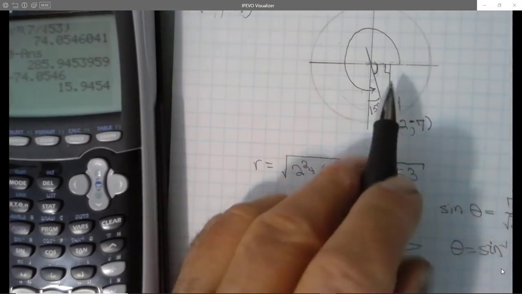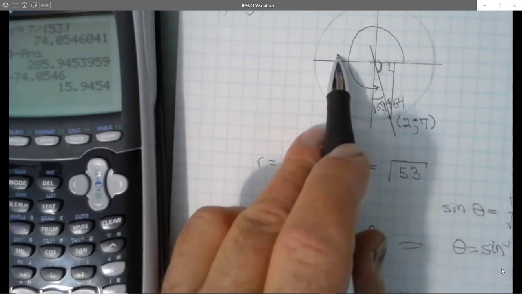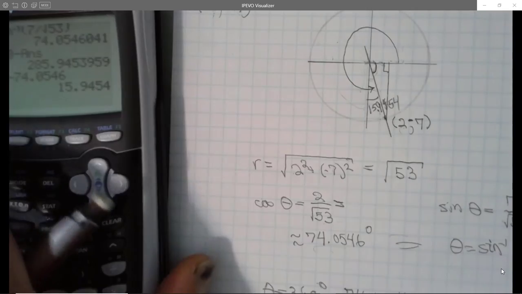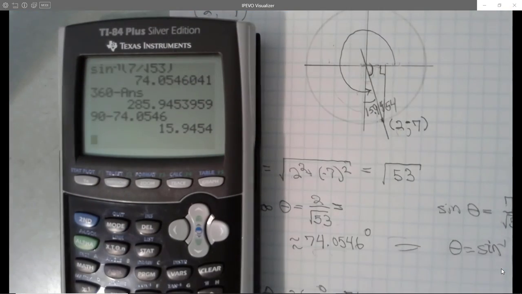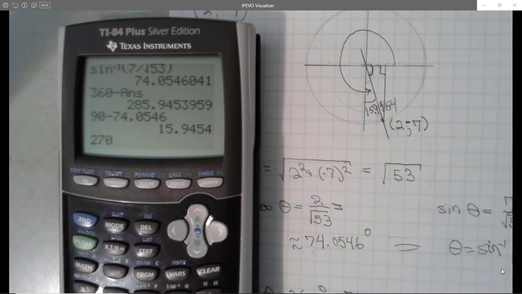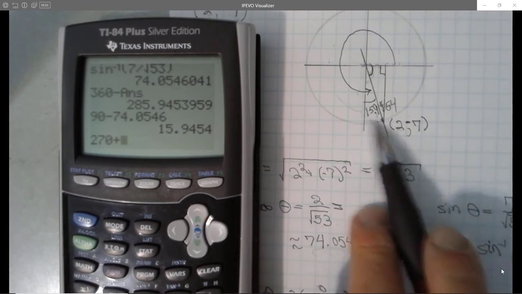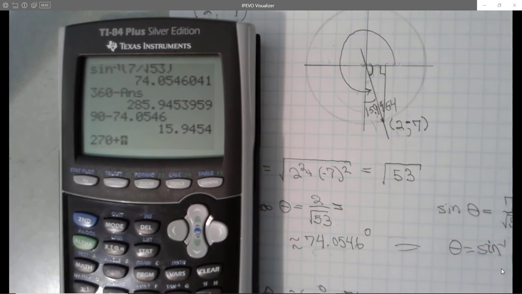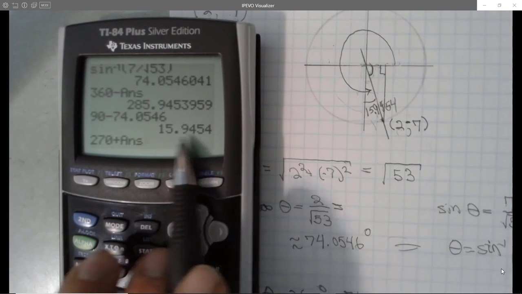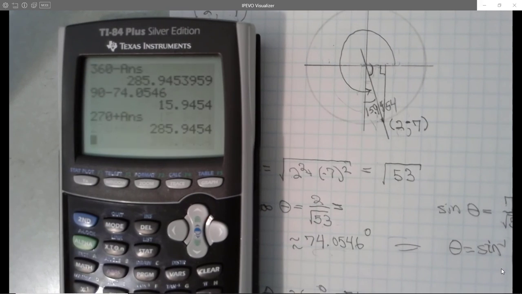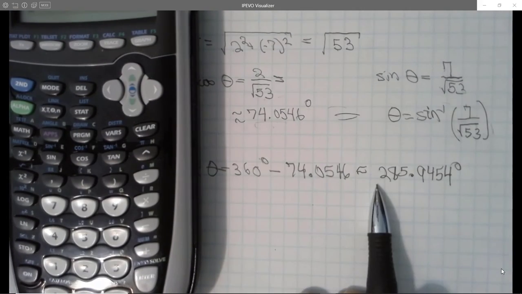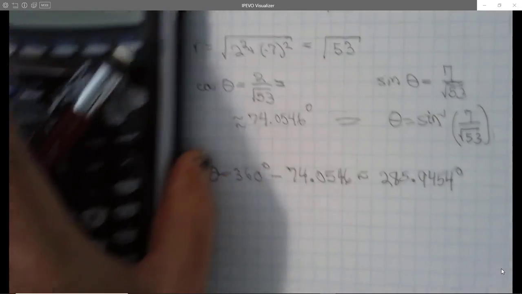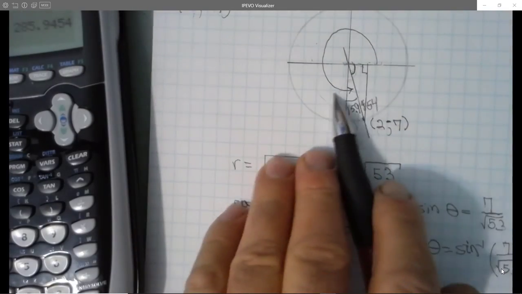And then we could say, well, 90, 180, 270 degrees to get around to the fourth quadrant. And then we have to add this little bit, which is this angle that I just computed, 15.9454. That gets us to 285.9454, which is the same answer as we got before anyway. So there's multiple ways of getting at that.